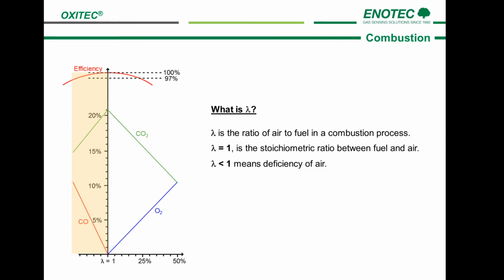Lambda smaller than 1 means a deficiency of air, so combustion takes place with less air than would be needed in a stoichiometric reaction. Unburnt fuel is left. Lambda greater than 1 means an excess of air. A lot of oxygen is left in the flue gas. Unnecessary heat loss is the result, and this is wasteful and costly.